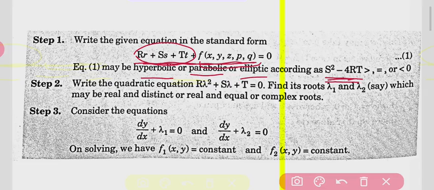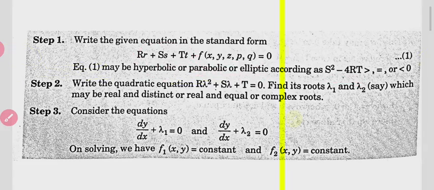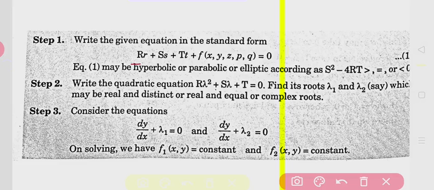Okay, after that you have to form some quadratic equation. So you have to form the quadratic equation by using these coefficients capital R, capital S, capital T. So what you have to form? You have to form R lambda square plus S lambda plus T is equal to 0. This quadratic equation you have to form. So you will get, since this is a quadratic equation, some two roots. Okay, say lambda 1 and lambda 2.